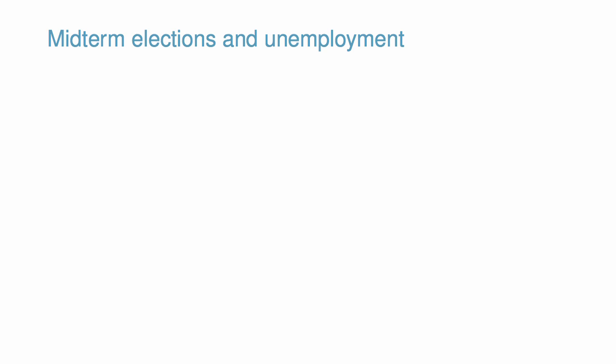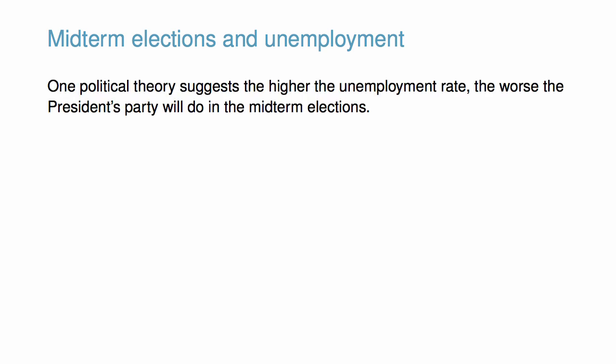Elections for members of the United States House of Representatives occur every 2 years, coinciding every 4 years with the U.S. presidential election. The set of House elections occurring during the middle of a presidential term are called midterm elections. In America's two-party system, one political theory suggests the higher the unemployment rate, the worse the president's party will do in the midterm elections. To assess the validity of this claim, we compiled historical data to look for a connection.